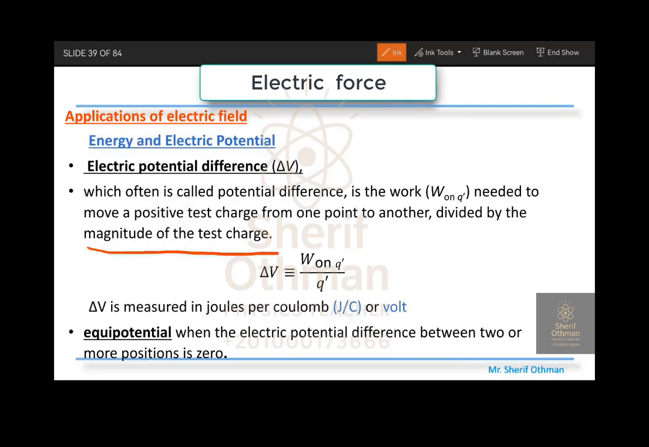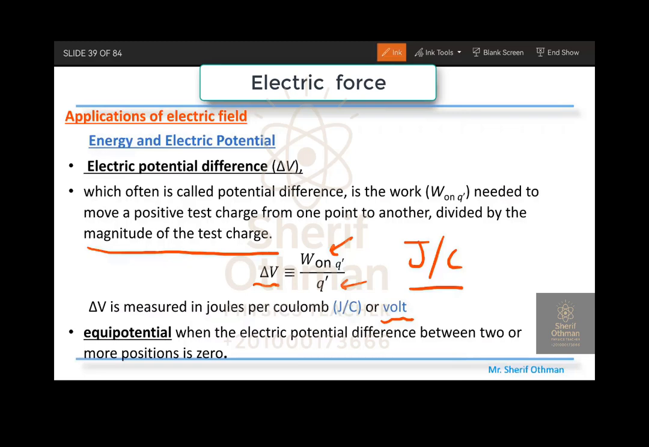So the work done to move this charge divided by the value of the charge is called the electric potential difference. Work is measured in joule and charge is measured in coulombs, so the potential difference will be joule per coulomb, or we are going to know later volt.